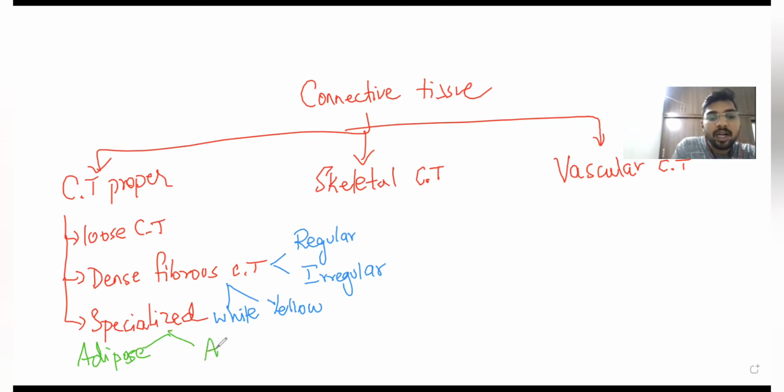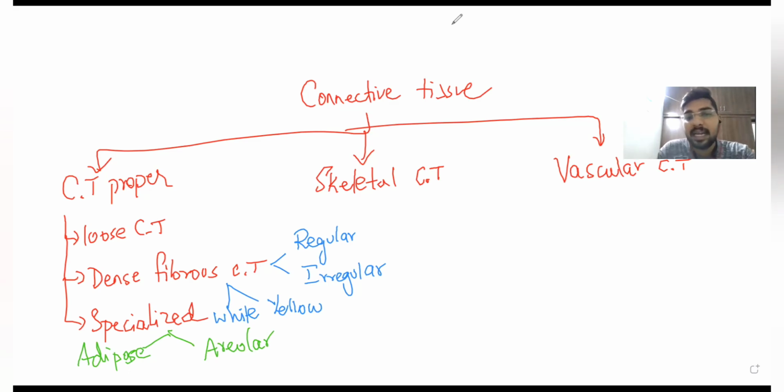And the other one is called areolar tissue. What is the function of areolar tissue? These areolar tissues are present in the spaces in between the organs in our body. They fill the spaces in between the organs. Hence, it is called areolar tissue. They are also a type of loose connective tissue, so you have to remember that. They are specialized in their function and structure. So your connective tissue proper is loose connective tissue, dense fibrous tissue, and specialized tissue.